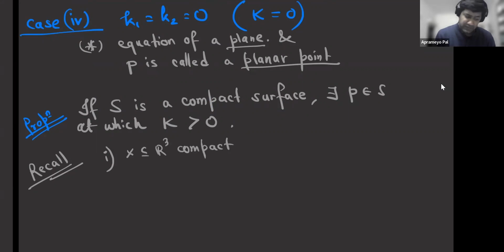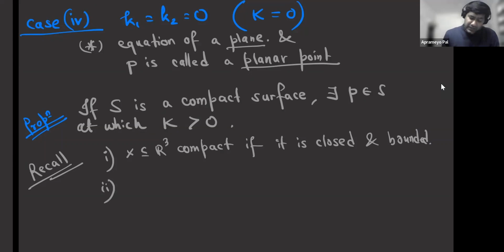So X in R3 is compact if it is closed and bounded. So for example, a sphere is an example, or a torus is also an example. And I'm going to use another fact of a compact set.